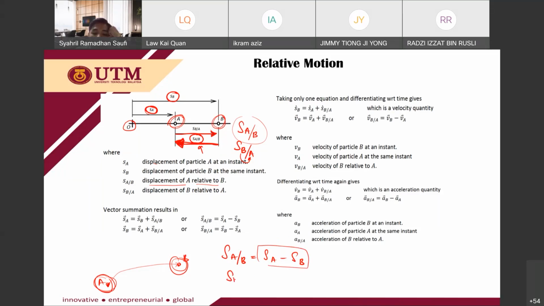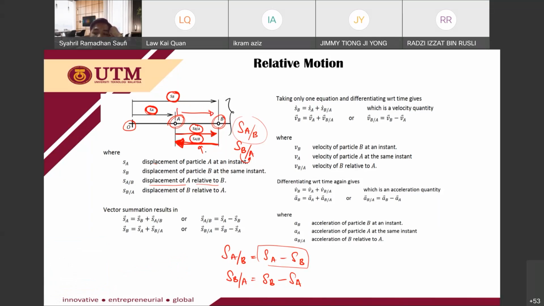And then SB relative to A, or displacement of B relative to A, is equal to SB minus SA. If you want to measure this displacement, SB just minus SA. Then you will get this remaining displacement. All right, so this is the equation that we can obtain from this diagram.